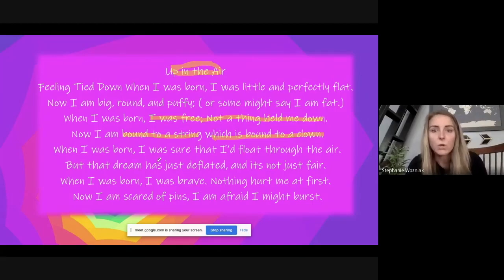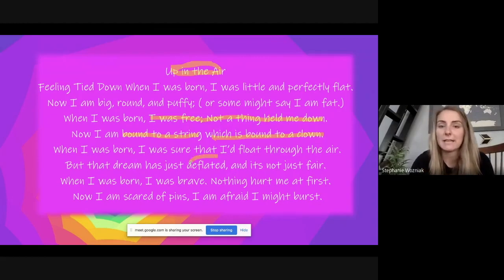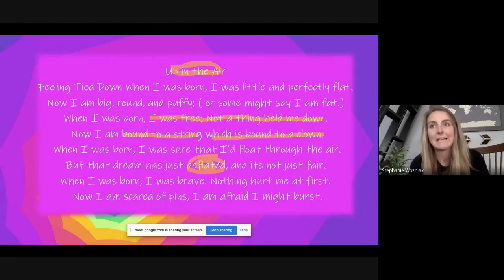So when I was born, I was sure that I'd float through the air. So balloons do float through the air, but that dream has just deflated and it's not just fair. So that word deflated right here, this makes me really think of a balloon because balloons do deflate, and I know that. So I'm taking my background knowledge of knowing that balloons deflate, and I'm taking what the text says and I'm putting them together to think, I'm inferring that this author is writing about a balloon.